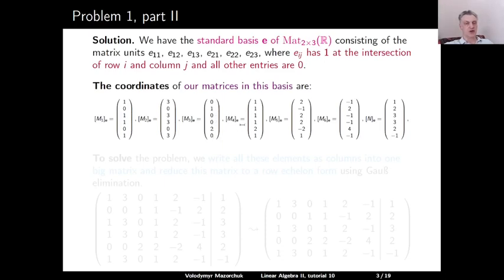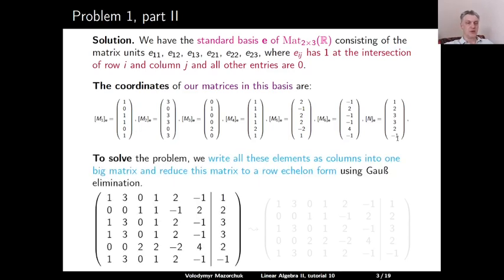The coordinates of M4 are 1, 1, 1, 1, 2, 1. For M5, we get 2, minus 1, 2, 2, minus 1, 2. For M6, minus 1, 2, minus 1, minus 1, 4, minus 1. And for N, we get 1, 2, 3, 3, 2, minus 1.